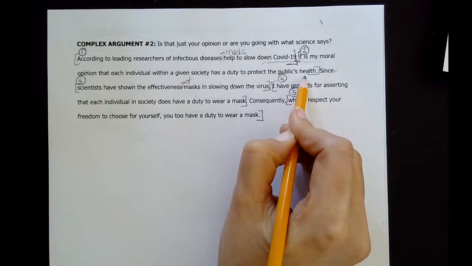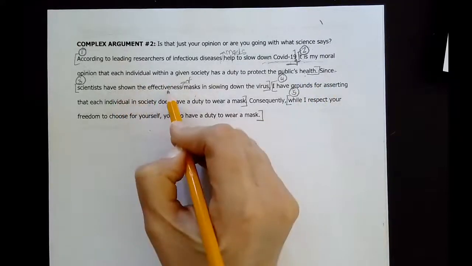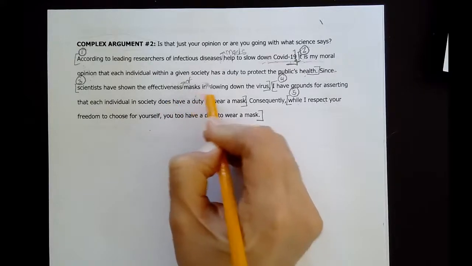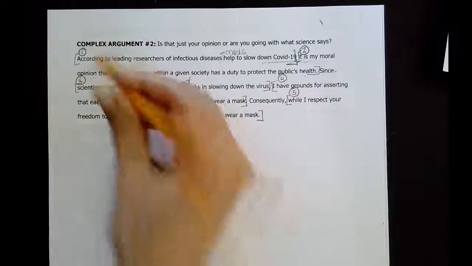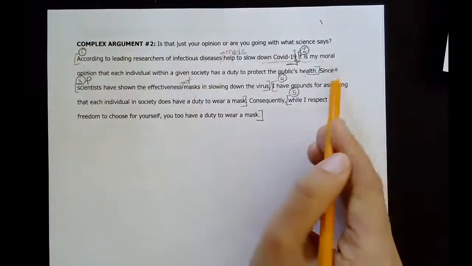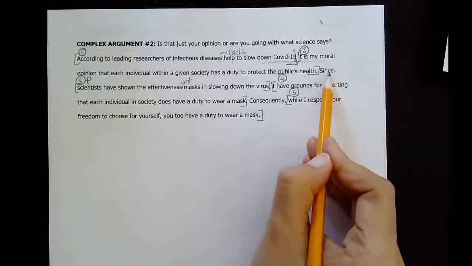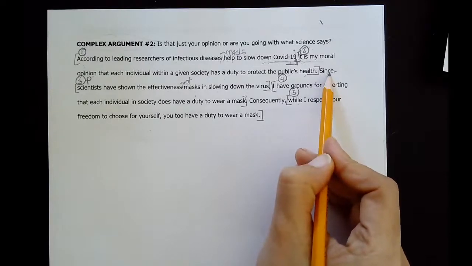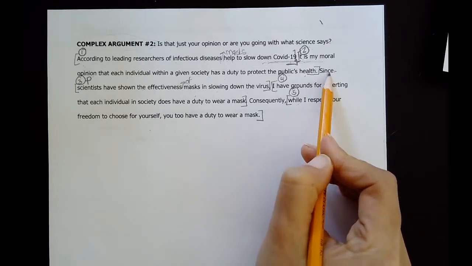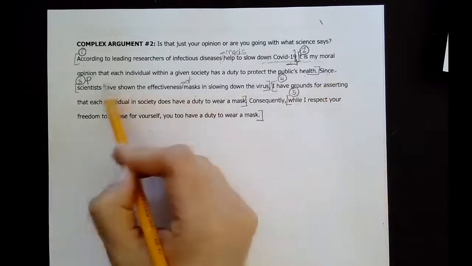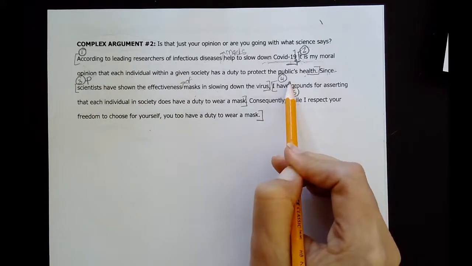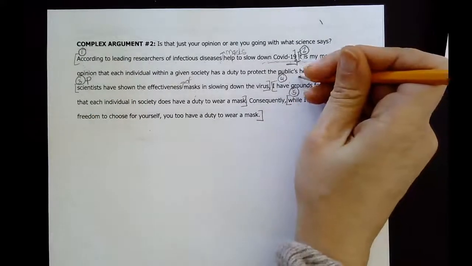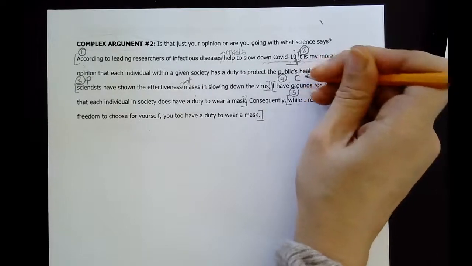But then this says, since scientists have shown the effectiveness of masks in slowing down the virus, so this is a premise for sure, okay? Because I'm looking at my indicator list, and "since" typically functions as a premise indicator. It's not being used to indicate time or sequence, as in the temporal sense. So here a premise, statement 3, is being offered to justify, establish, support statement 4, making it a conclusion. Okay.